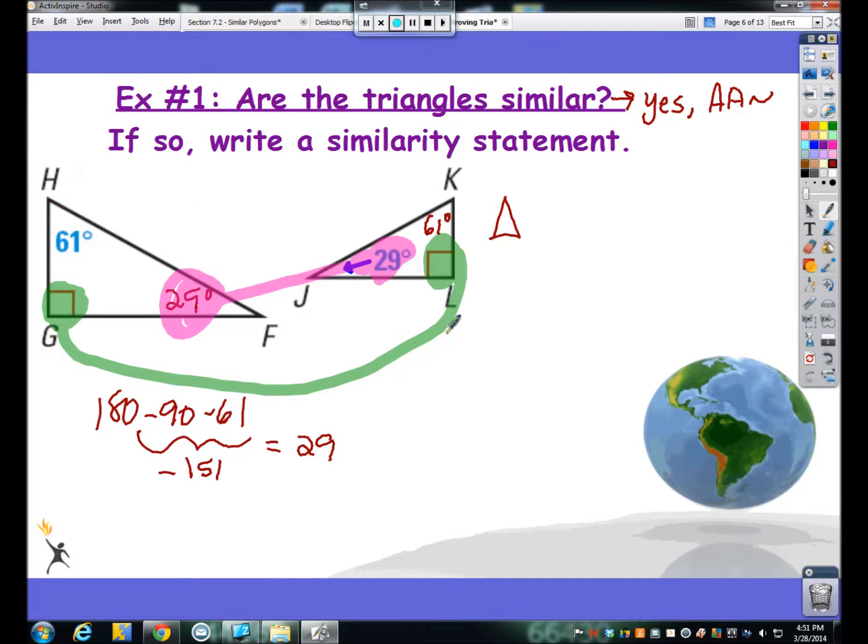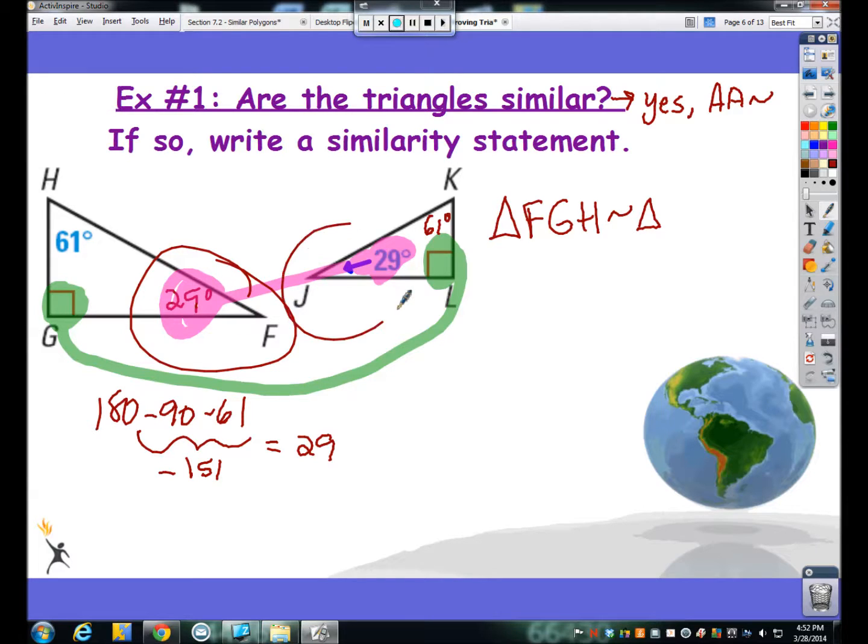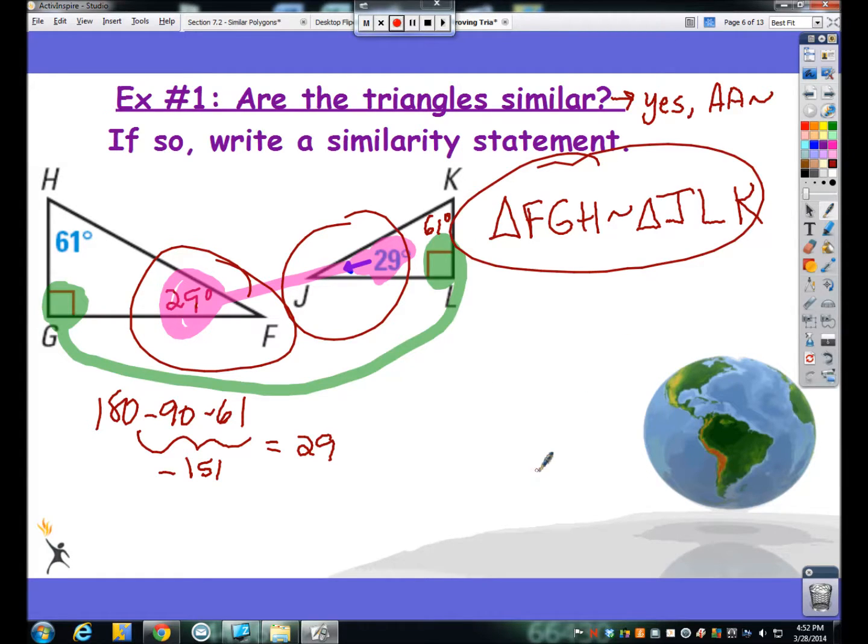Triangle, let's say I call this one alphabetically, FGH, is similar to triangle. Can I go alphabetical here? I don't think so, right? Oh, no, wait. Since I start with the 29 was F, I got to start with J. And then I went to G, which was the 90, and L is the 90. And then 61, which was H, was the last one, and K was the other 61. So it's not necessarily in alphabetical order here. F, G, H, and J, L, K aren't alphabetically inclined there. So there's our similarity statement.